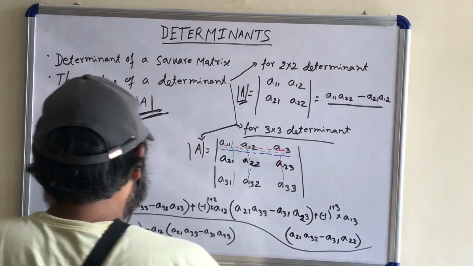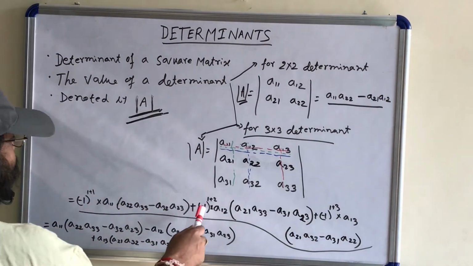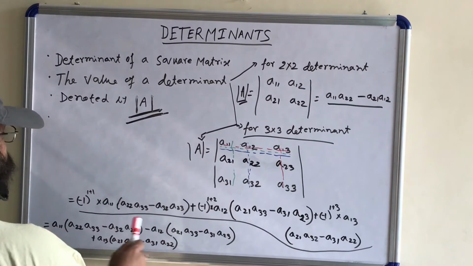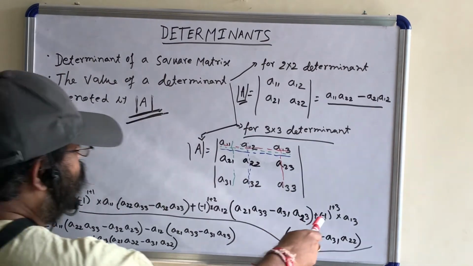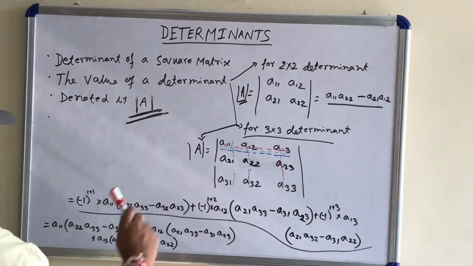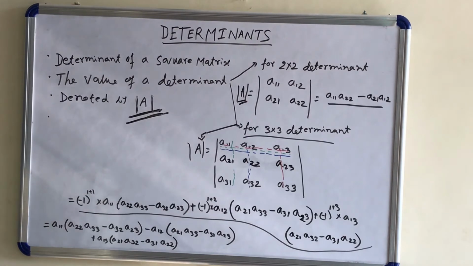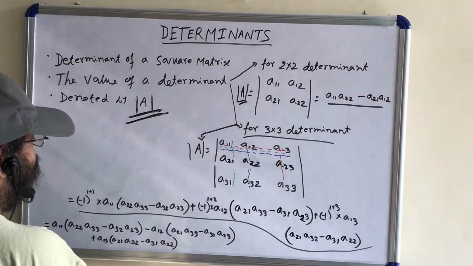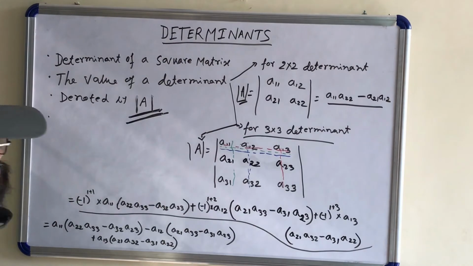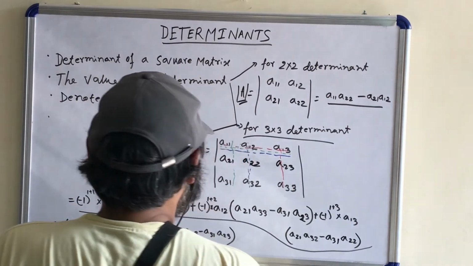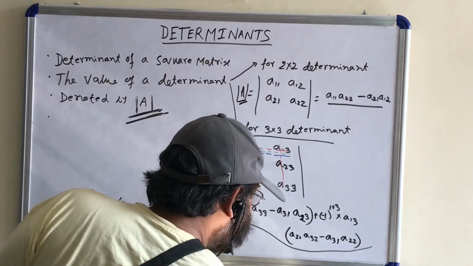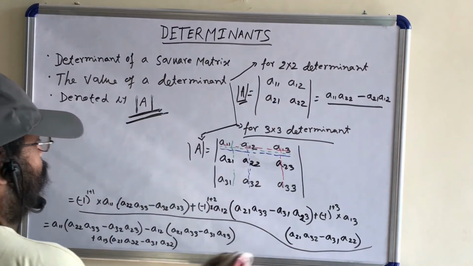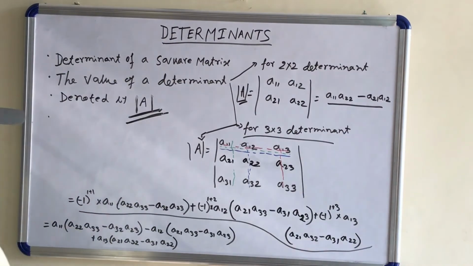I think up to this it is clear. Just simplification: the second one will be negative and the remaining two will be positive, since minus 1 whole square is positive, and minus 1 whole to the power 4 is also positive. It is minus 1 whole to the power 3, so that is why it will be negative. The value of that particular determinant is this. Now I am giving an example with numeric values. I think up to this it is clear.